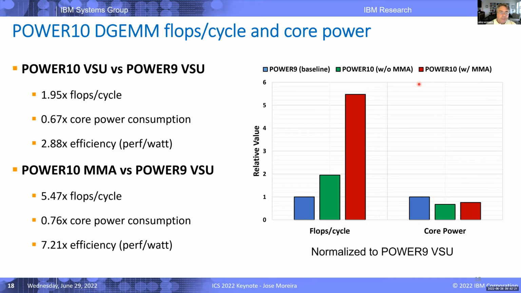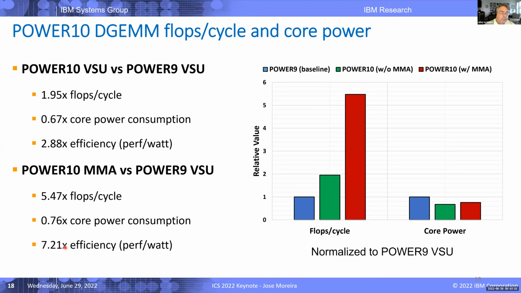More important, we got that with significant power efficiency, right? Even though we get a lot more flops per cycle in Power 10, this first set of bars here is flops per cycle. Power 9 was 1. That's the ratio. That's not that it does 1 flop per cycle, but whatever it does is called 1. So Power 10 with the vector unit only got a 2x improvement, but with the matrix unit, we got better than a 5x improvement in raw performance. And the core power, you can see it's only a little different between the Power 10 with vector operations and with matrix operations, a little bit less. So a very big improvement in power efficiency. Actually, power efficiency went up by over 7x.